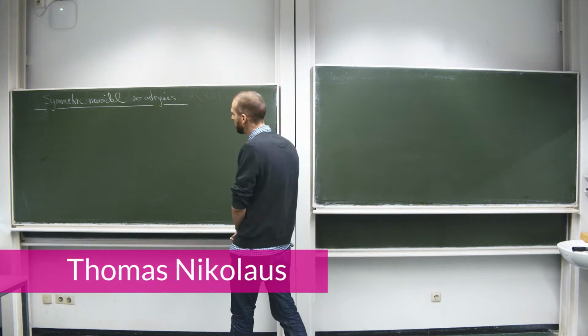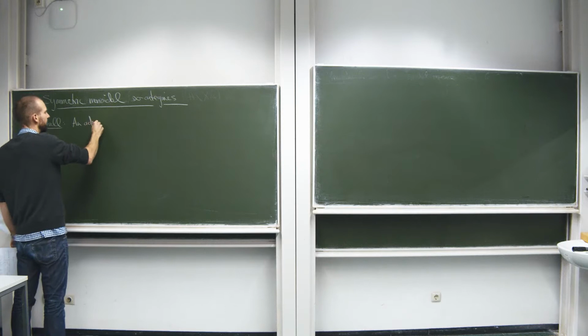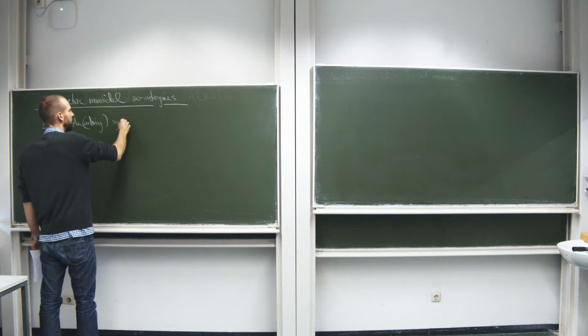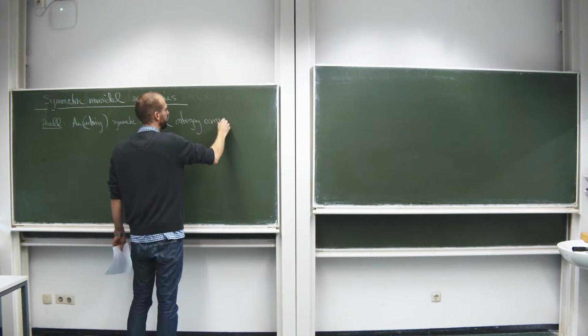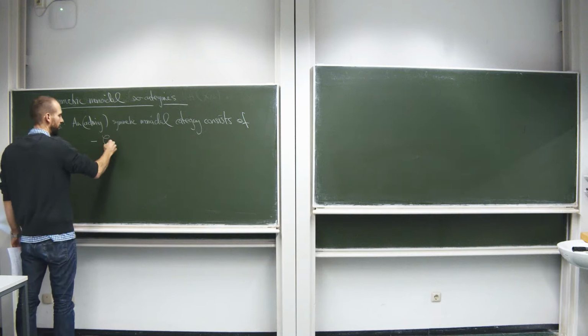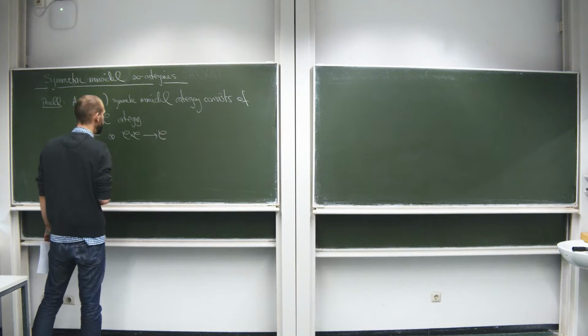Let's first try to recall the notion of an ordinary symmetric monoidal category. An ordinary, maybe let me put that in brackets here, symmetric monoidal category consists of, well, first we have, of course, an underlying category, I'll denote C here. Then you have a functor, tensor, from C cross C to C. Then we have a unit, which I denote boldface 1_C.